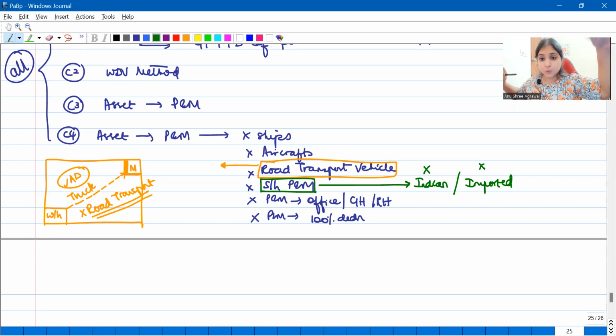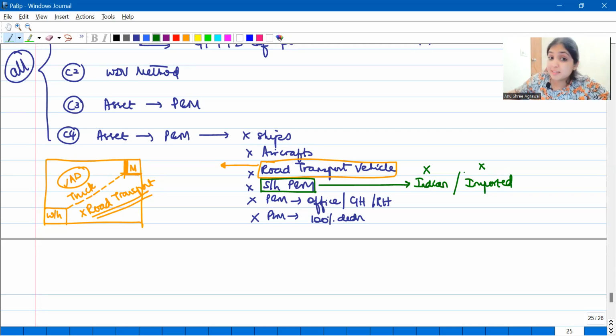So right now itself I'm telling you that for additional depreciation, whether it is Indian second-hand or imported second-hand, it will not make a difference. For additional depreciation, second-hand is second-hand, whether imported second-hand or Indian second-hand, both are not eligible for additional depreciation.